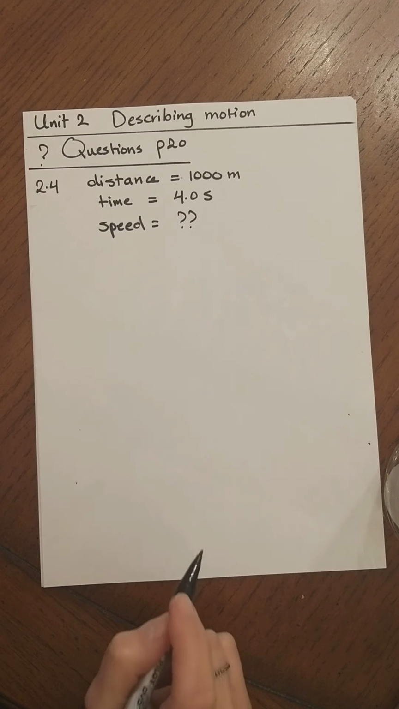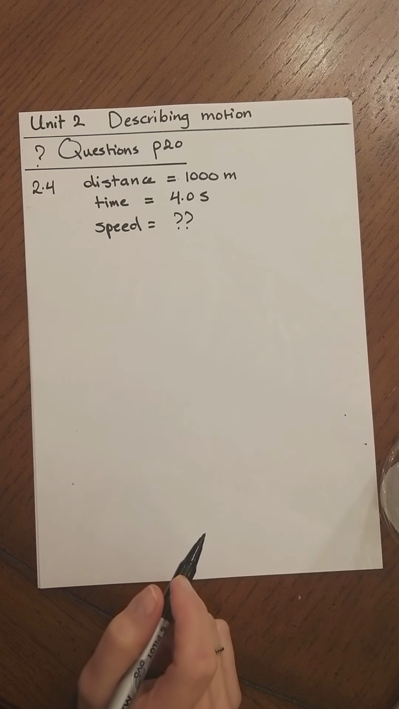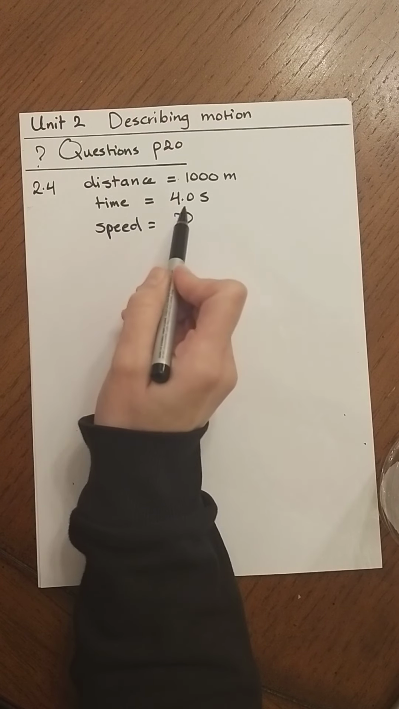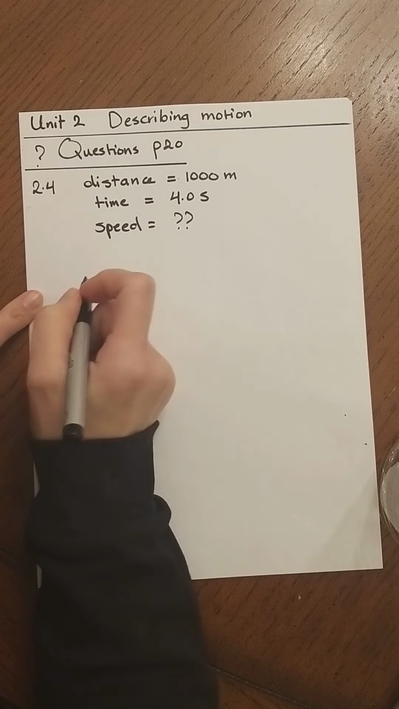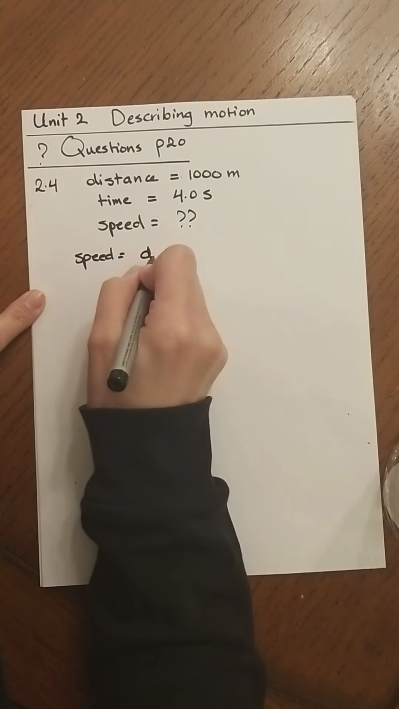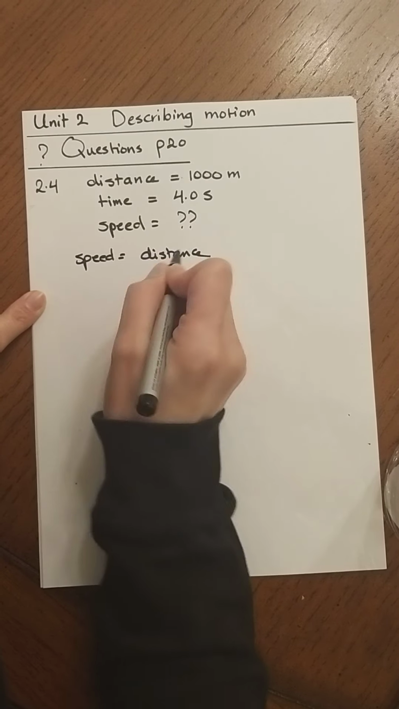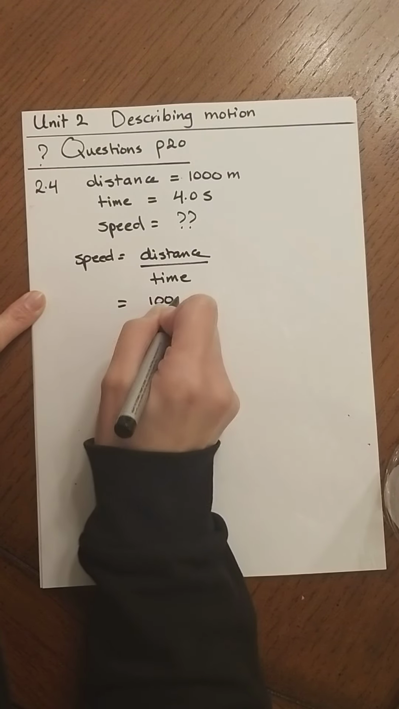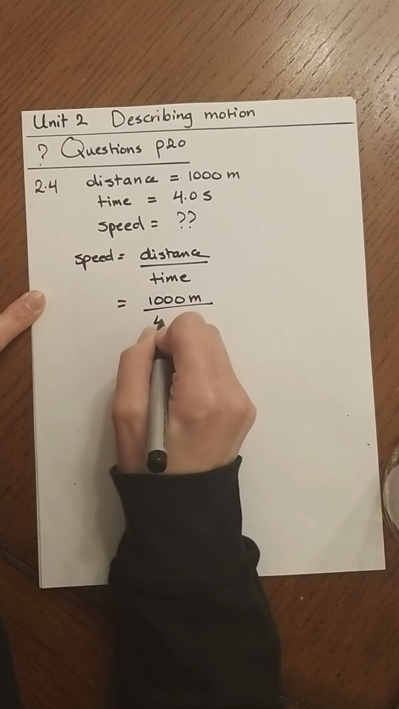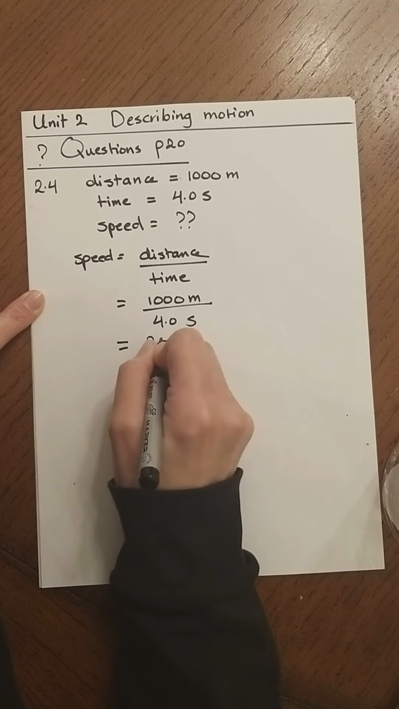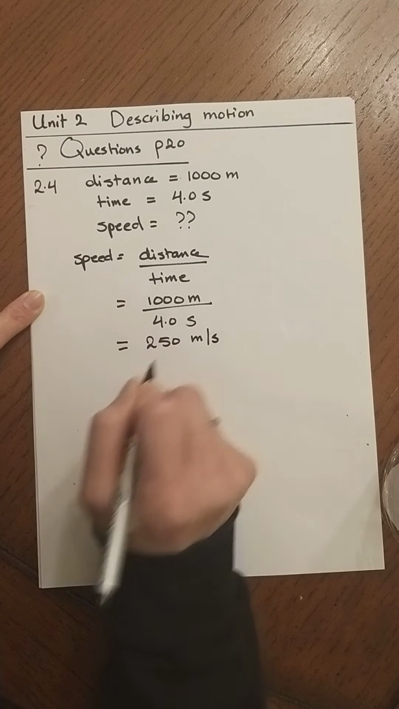Question 4, page 20. An aircraft travels 1,000 meters in 4 seconds. What is its speed? So the distance it's traveling is 1,000 meters. Time, 4 seconds. What's speed? A very straightforward question. Speed equals distance divided by time. 1,000 meters divided by 4 seconds equals 250 meters per second.